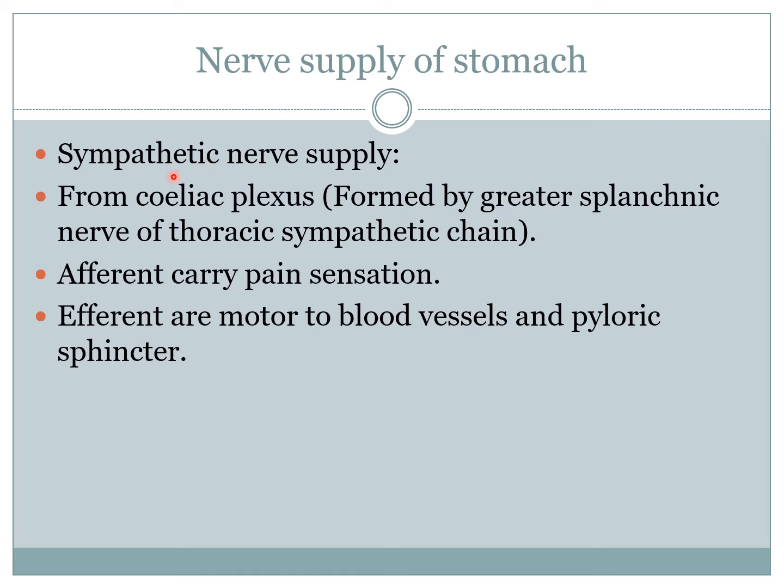Now nerve supply. The stomach is supplied by the sympathetic from the celiac plexus and by the parasympathetic from the vagus. First, sympathetic. The preganglionic motor fibers come from the lateral horn of the T6 to T9 segments of the spinal cord, and the fibers reach the celiac plexus via the greater splanchnic nerve. The postganglionic fibers arise from the celiac plexus and reach the stomach around the perivascular coat of the arteries of the stomach.